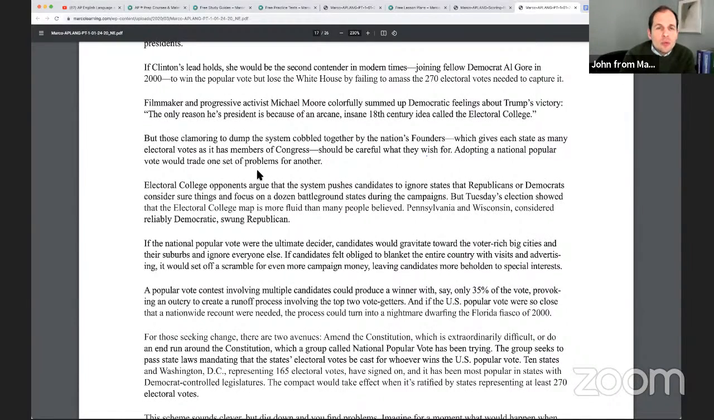So I'm going right to the parts of this that really matter, right? So if this reiterates this thesis, it would create another set of problems. Great. And here's this. Okay. Candidates would gravitate towards voter-rich big cities and their suburbs and ignore everyone else. Since I know that this article is about keeping the electoral college, I can come up with a symbol or letter or way of headlining what this is. So if I get rid of the electoral college, it creates a problem.